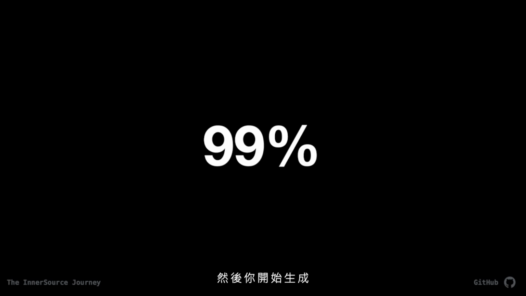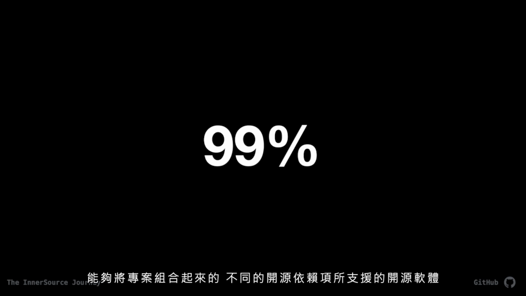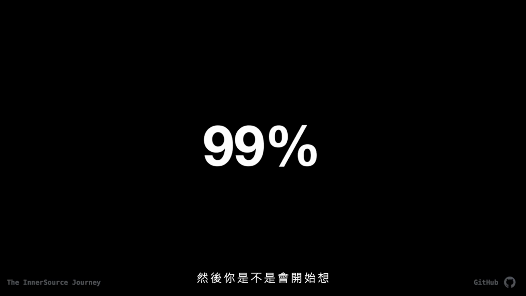So you start accruing this. It's not just one piece of open source software that's sitting in these code bases. It's one piece of open source software supported by over 100 different open source dependencies that bring that project together. So you start thinking about the broad implications of all of these projects coming together to bring this one dependency into a code base.